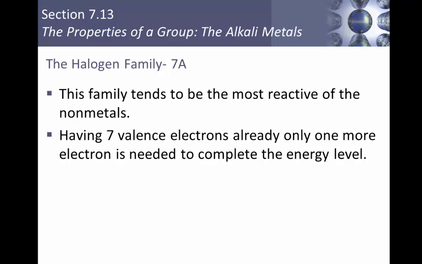Okay, and lastly here, the halogen family 7A. This family tends to be the most reactive of the nonmetals because they have 7 valence electrons already, and they only need one more to complete the energy level and become stable. So this concludes our lesson on the periodic table.